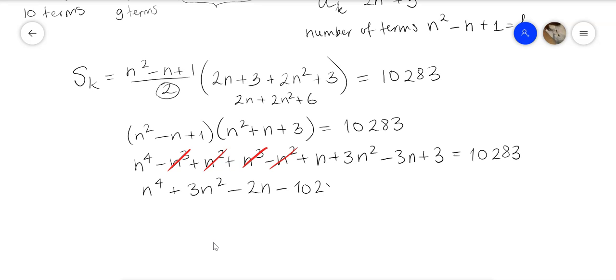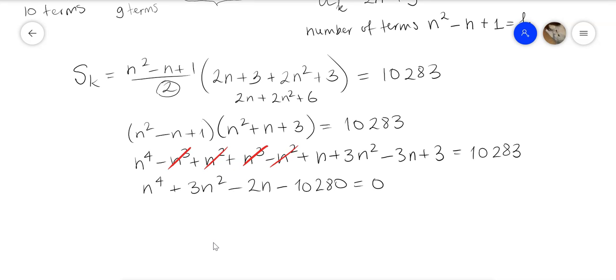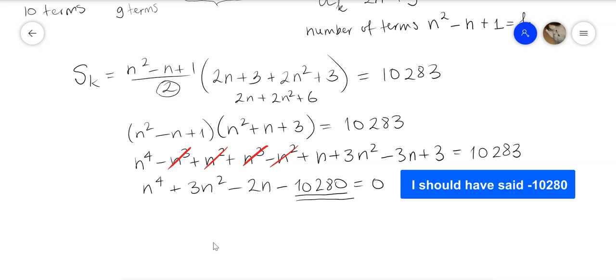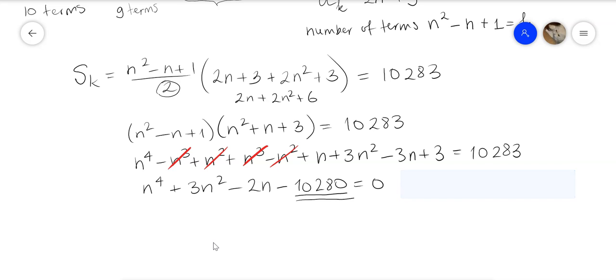minus 10,280 equals 0. Okay, we've got a polynomial equation of the fourth order, and this kind of equation can be solved by using the rational roots test, or rational zeros theorem, which basically tells us that the root must be a factor of 10,280 in this particular case, because the coefficient in front of n to the power 4 is 1. So we're going to write down the factors of 10,280, and hopefully one of them is going to be the root.